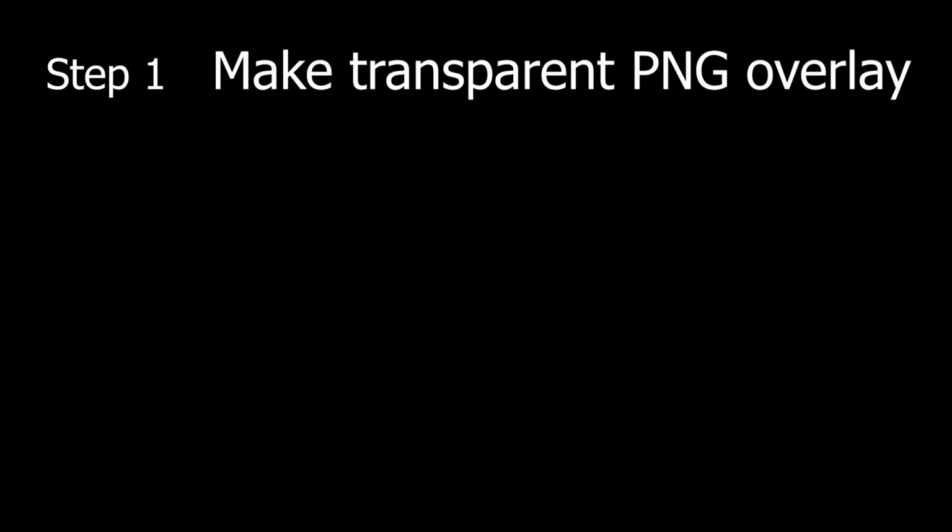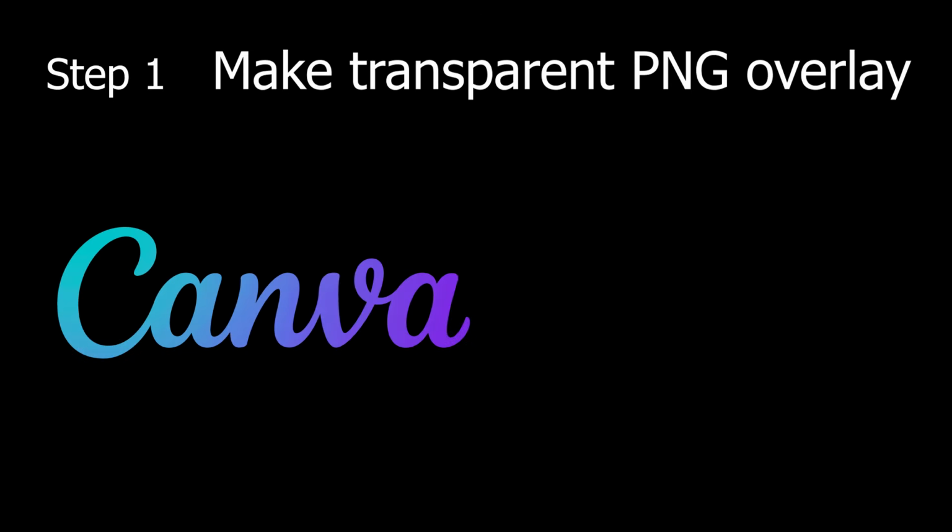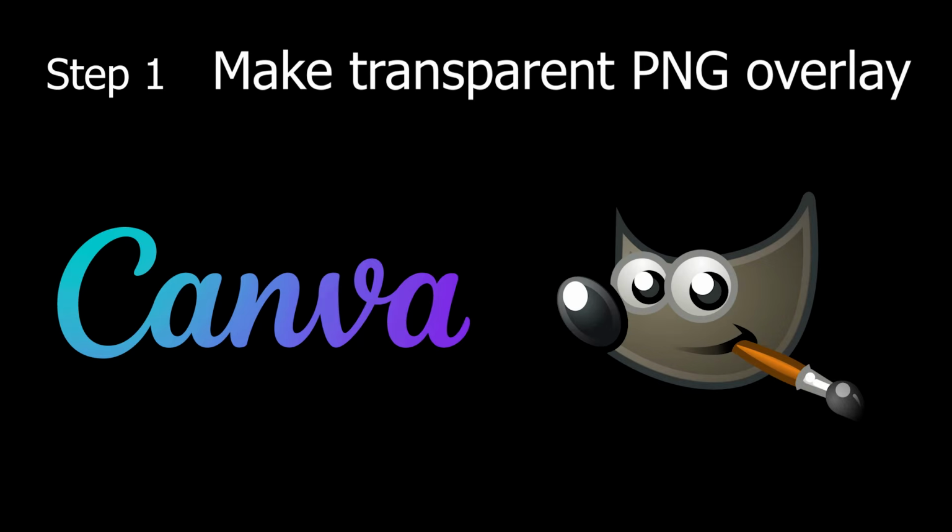The first step is just making a transparent PNG that can be your overlay. You can use many different applications for this. There's many of them that are free, like Canva or GIMP, which is basically Photoshop, but it's free. I'm going to use Photoshop for this example just because I have a free account from my university and I'm just most familiar with it.